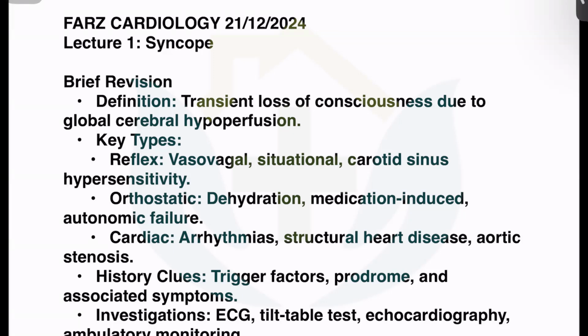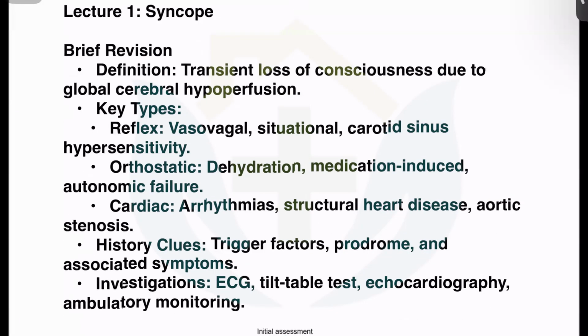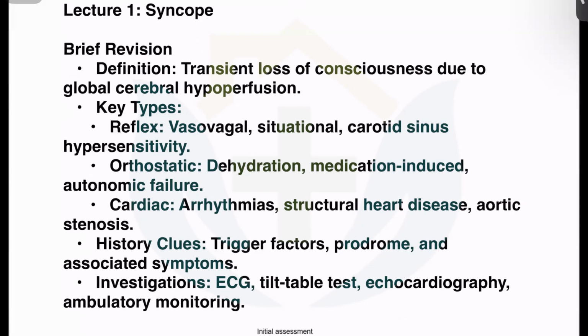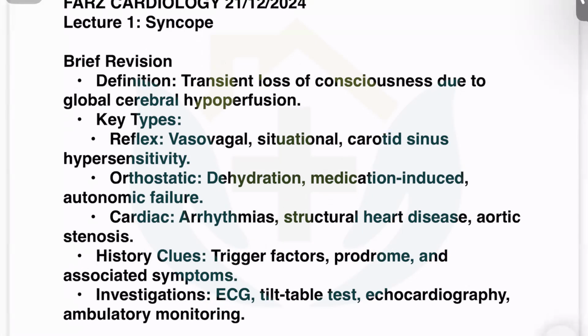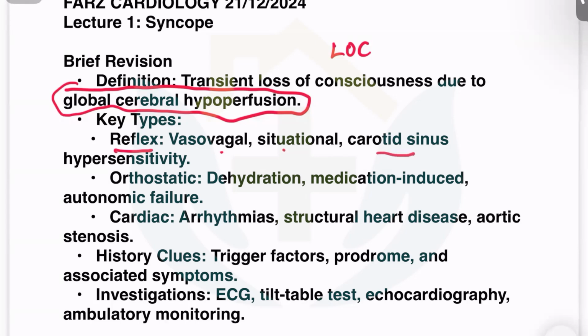When you generally read syncope, you read about the neurological syncope. So many times it is missed from the cardiological perspective. We all know that syncope is defined as a transient loss of consciousness due to global cerebral hypoperfusion. So this is the definition. It could be reflex syncope like vasovagal, situational, carotid sinus hypersensitivity, and micturition syncope is also a reflex kind of syncope.